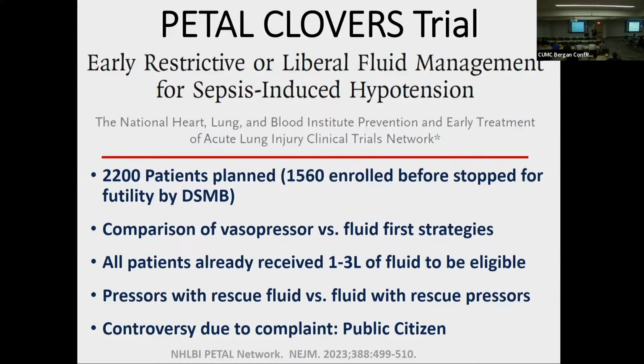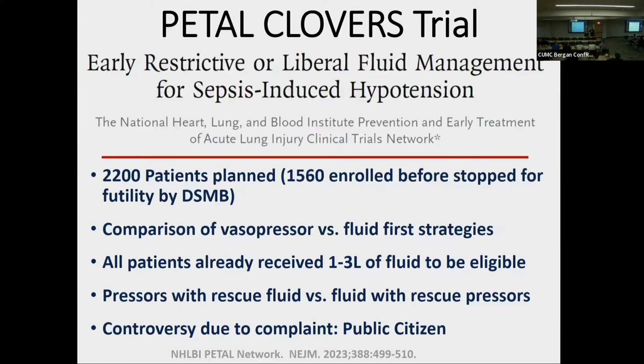We wanted to call them fluid and vasopressor, or restrictive and liberal, but it turns out that they're not exclusively fluids or exclusively vasopressors. And I'll show you that on the next slide. In order to get into this trial, you had to essentially be resuscitated in an emergency department. So the criteria were you had to have between 1 and 3 liters of fluid already given to you in order to be eligible. Again, this is not repeating Manny Rivers' trial because these patients are already getting this pseudo 30 mils per kilo of IV fluids before they're even eligible.